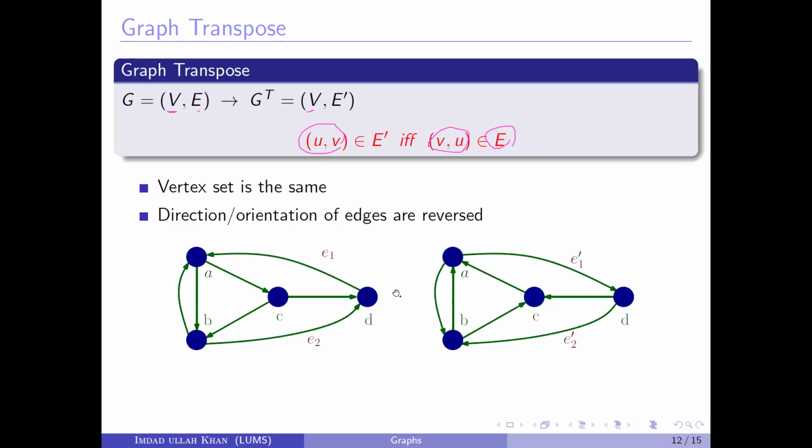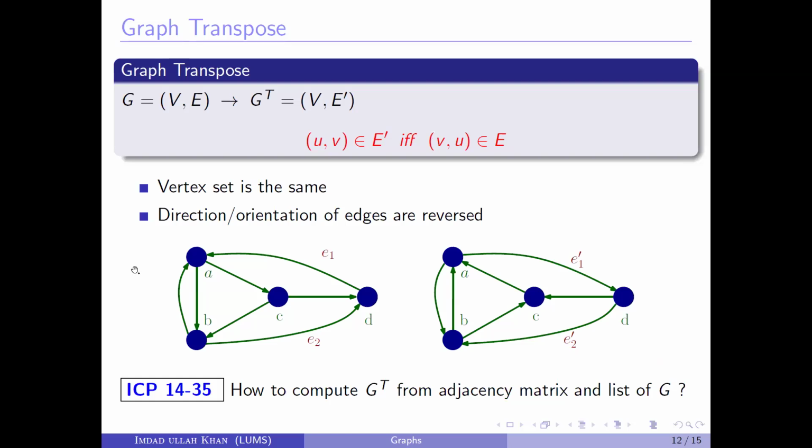If you look at the left side graph, this is the original one. This is what we call G. And on the right side, you can see G prime, which is the transpose of the graph. Sometimes we write it as GT, with T in the superscript. So in GT of the given graph, all edges are there, but their directions have been flipped. That's called the transpose of the graph. The ICP is how to compute the transpose of the graph from an adjacency matrix and adjacency list. Try to come up with an algorithm, code, pseudocode, or sequence of steps.